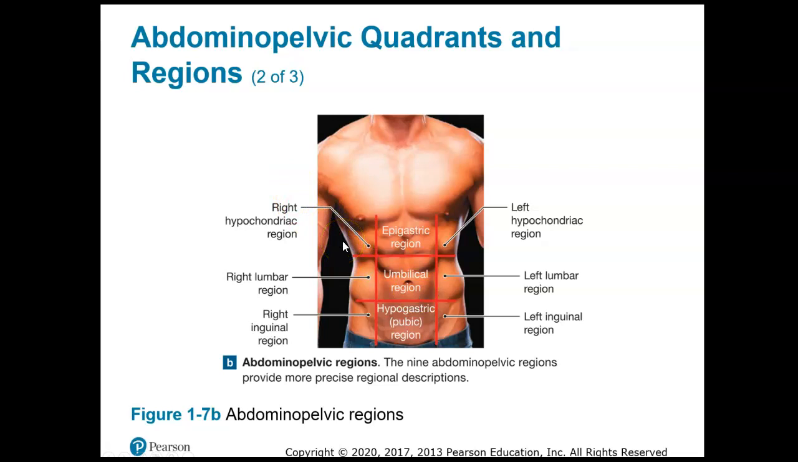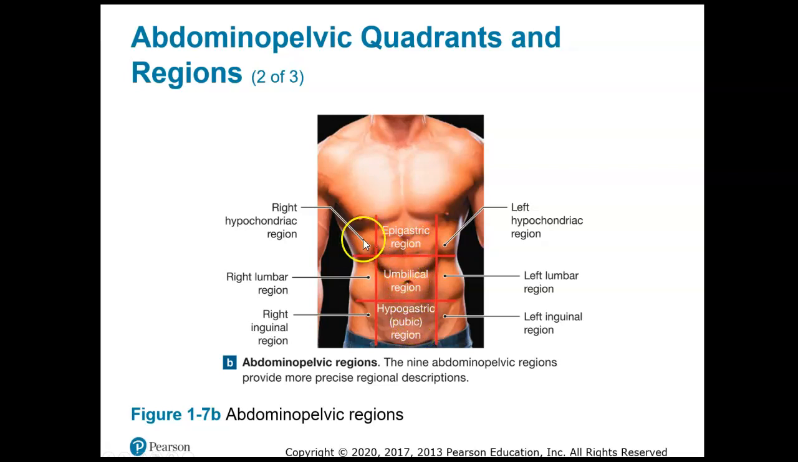And for the regions, let's start in the middle. You have the umbilical region where the navel is, and that we already learned. Above that is epigastric. That epi means above and gastric means stomach. And it is above where the stomach is located. The stomach's located around here. So it's above the stomach, epigastric. And then below the umbilical region is the hypogastric, which is below the stomach. Hypo means below. And we also call that the pubic region. So epigastric, umbilical, and hypogastric or pubic region.